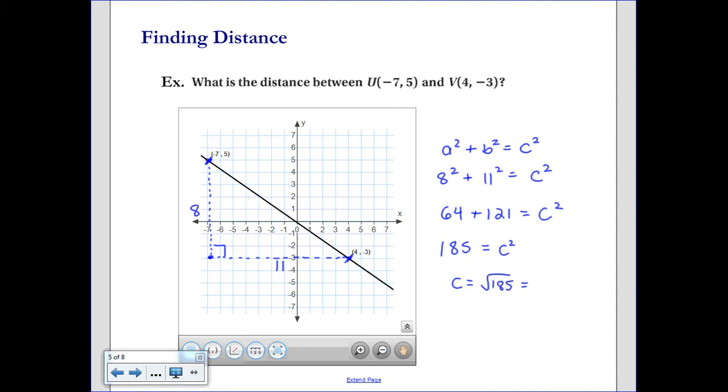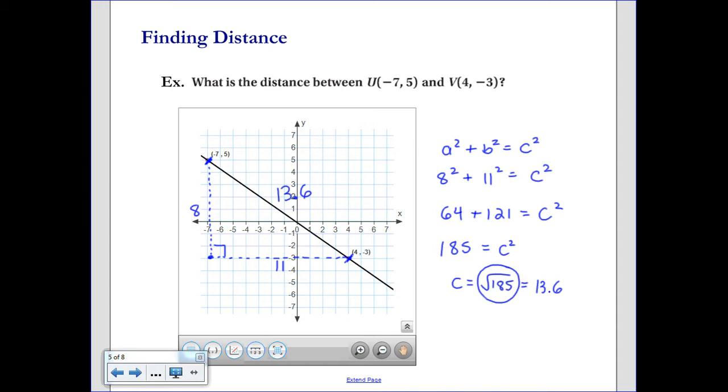So, square root of 185, approximately 13.6, is the distance between U and B. What we just used is called the Pythagorean theorem to determine that the distance between these 2 points is 13.6 units, approximately, and it's not an exact number. You could also just leave it as the square root of 185 in radical form. Depends on what the question is asking.